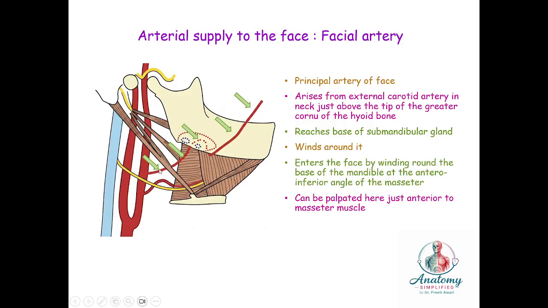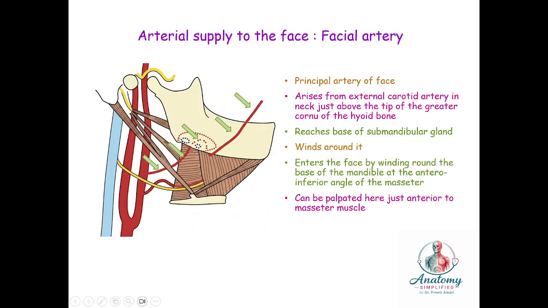And then it is leaving the carotid triangle, entering in the digastric triangle. In the digastric triangle, it will reach till the base of the superficial part of the submandibular gland. It winds around the gland, and it comes down to reach to the base of the mandible. It enters the face by winding round the base of the mandible at antero-inferior angle of masseter.